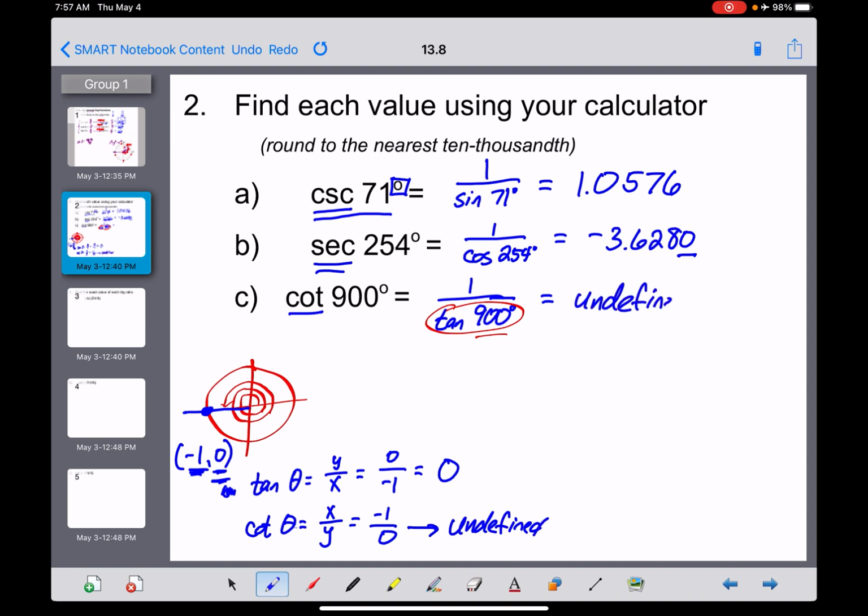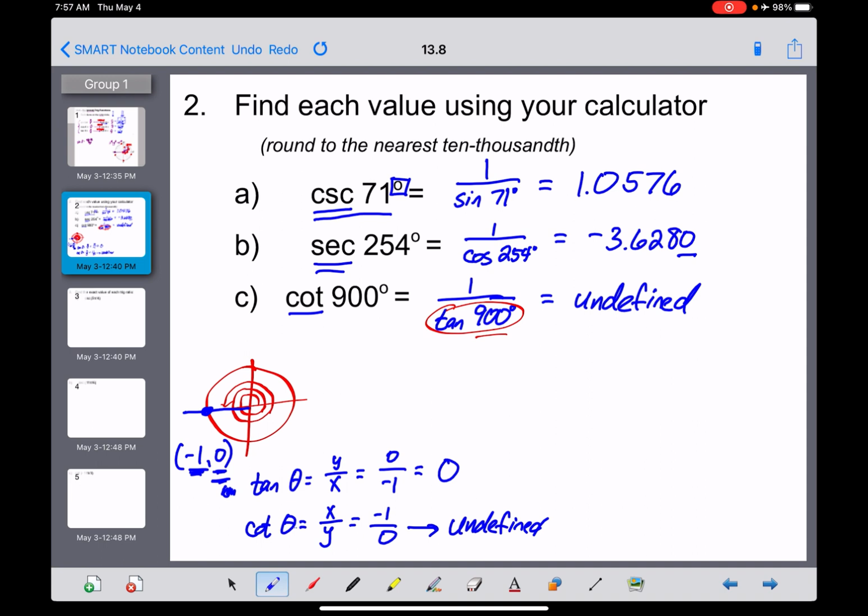So one of the things you're going to have to watch out for here, unlike sine and cosine, which have a domain of all real numbers, and that means no matter what you type in for sine or cosine of an angle, you will always get a real number for your answer.